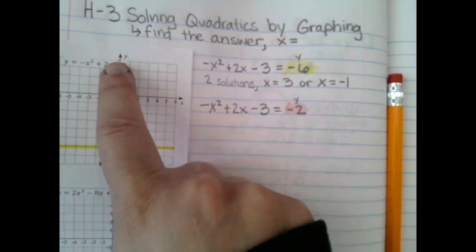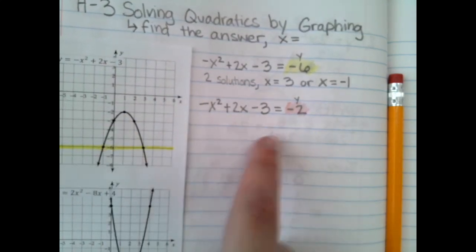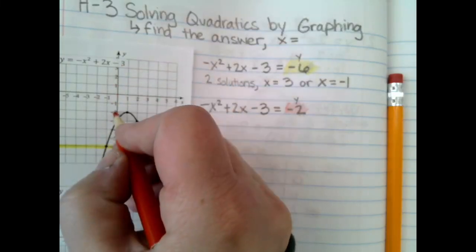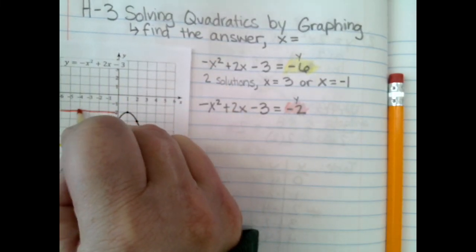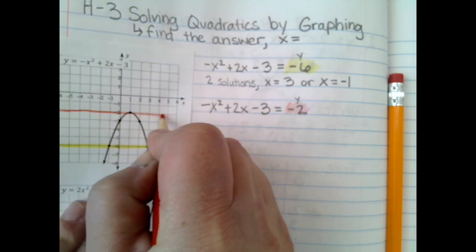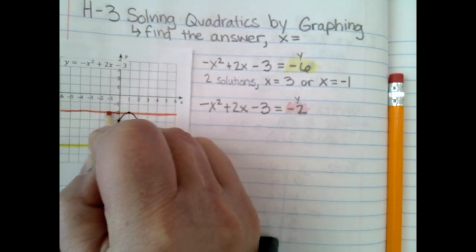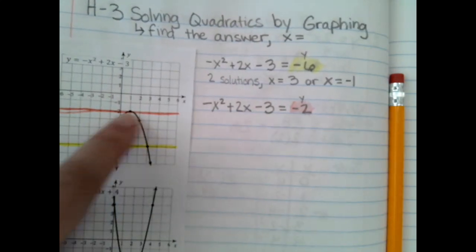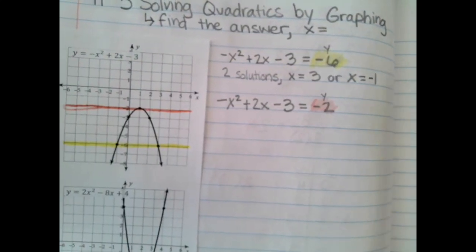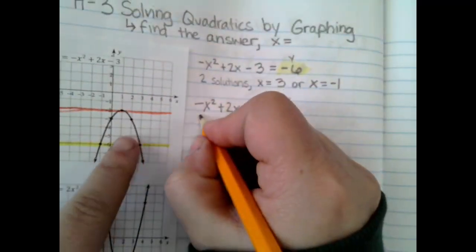So I'm going on our y-axis. I'm going to go down to negative 2. As I look across negative 2 here, how many times does that hit my parabola? Yeah, it only hits it 1 time. So how many solutions are there? 1 solution.